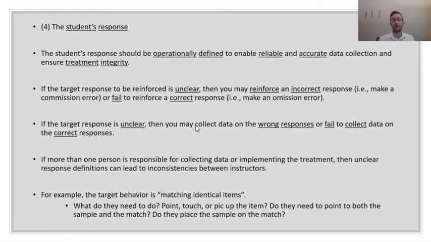For example, let's say the target behavior is matching identical items in an array on the tabletop. Well, you have to be precise about what the learner needs to do during discrete trial when they're learning to match identical items. Do they need to point to the item? Do they need to just touch it? Do they need to pick up the item? Do they need to point to both the sample and the match? Do they place the sample on the match? You have to be specific about the student's response to enable reliable and accurate data collection and treatment integrity.